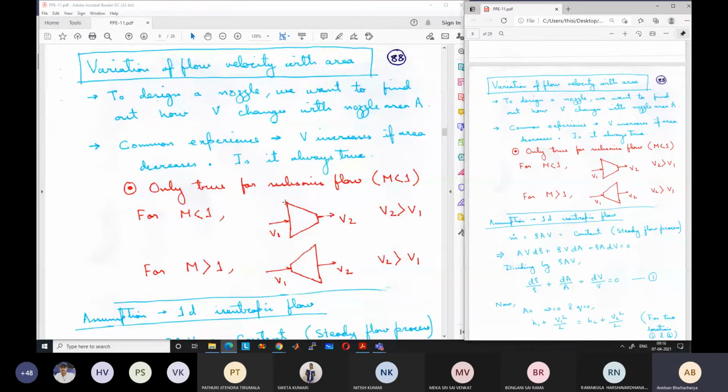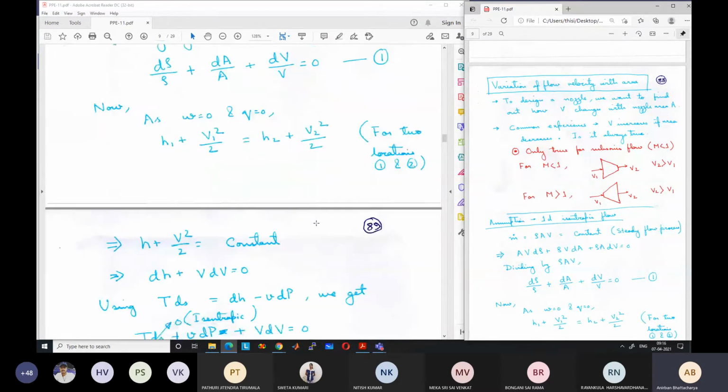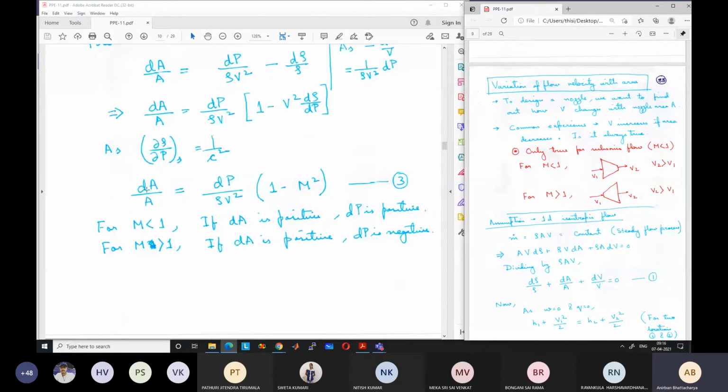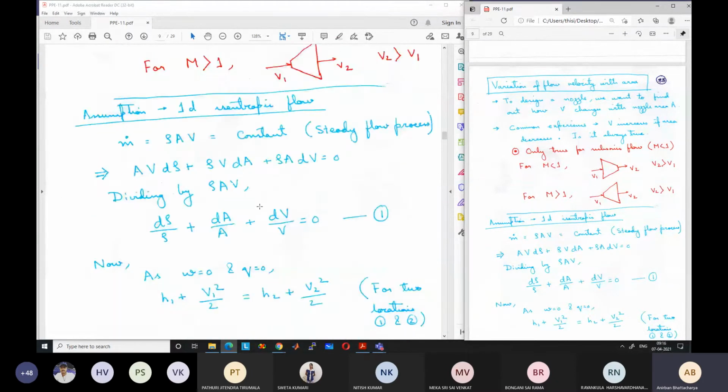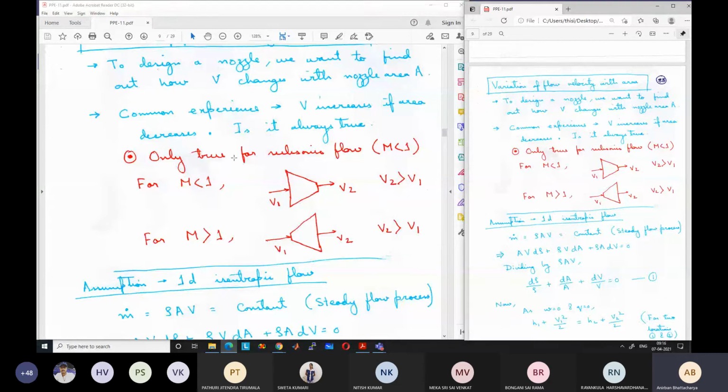For the nozzle, what happens? dA is negative, area decreases. So dp also has to be negative. From this equation, if dA is negative, dp also has to be negative. So area decreases means pressure will also decrease. So in a nozzle, actually the pressure decreases. The pressure at the inlet is higher as compared to pressure at the outlet. So the flow is along the pressure gradient.